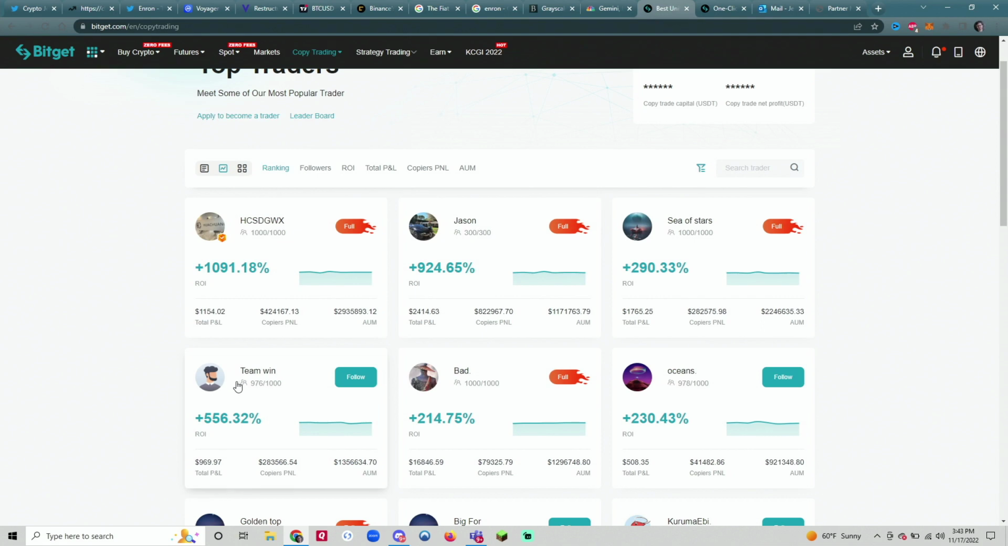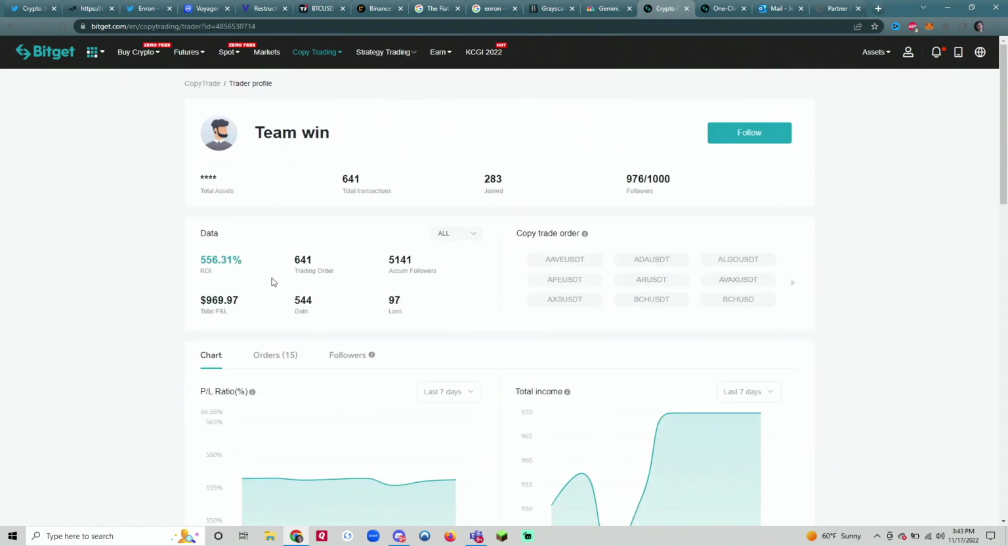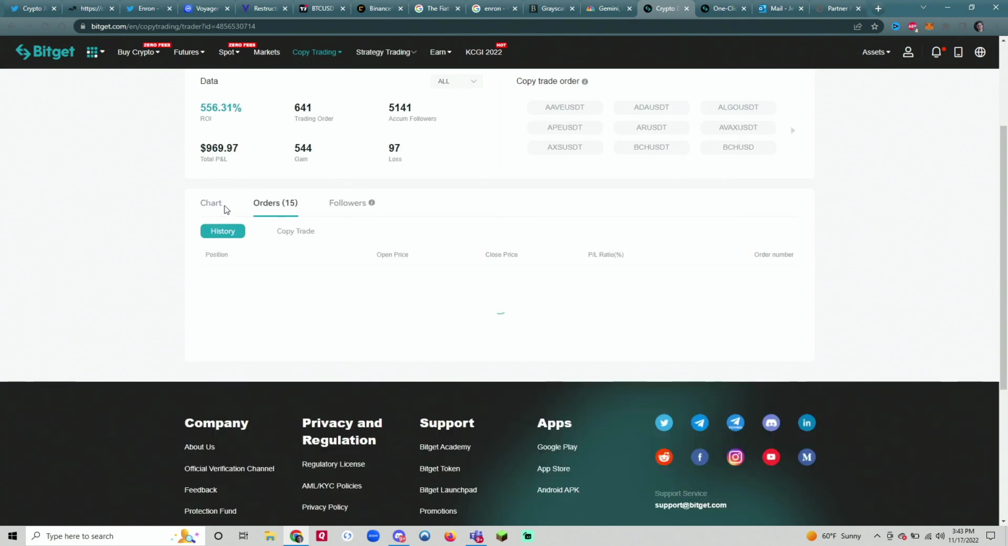So, for example, let's go down to this guy, Team Win. He's up 556.32%, and you can see there's 976 people following him. There is a limit to the number of people that can follow each of these traders, and you can see the total income sitting up here, doing quite well.